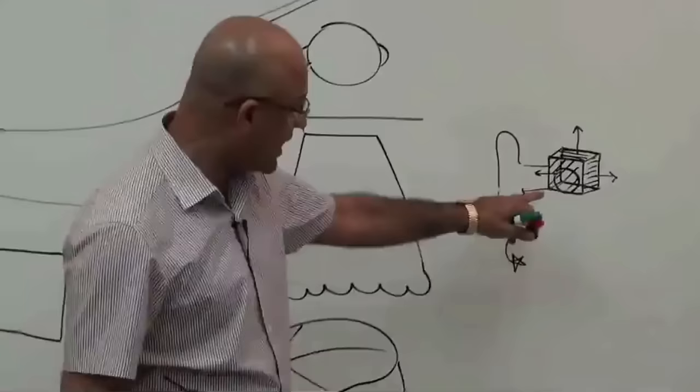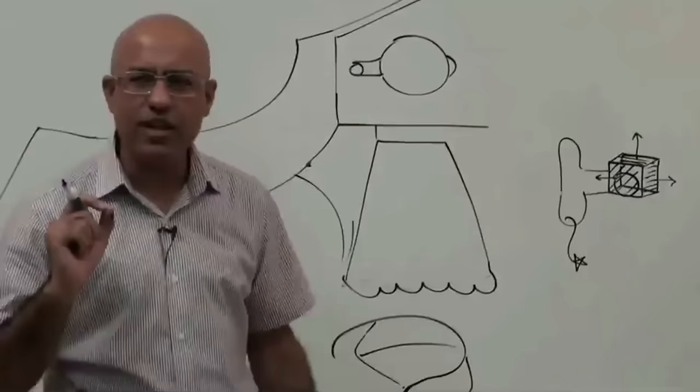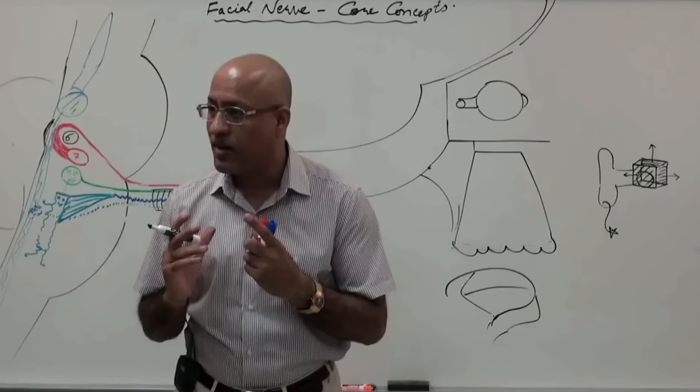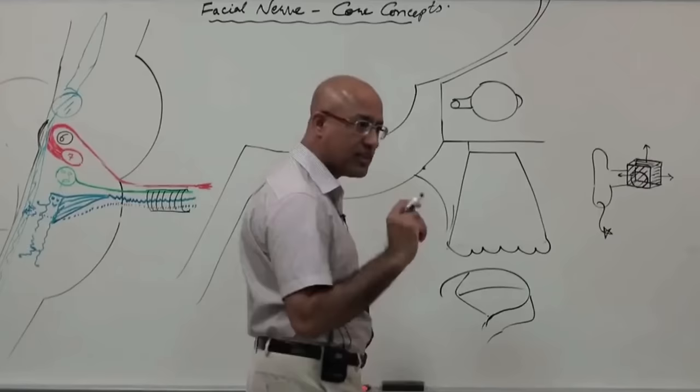Okay? Now, it's very important to understand the very intimate relationship of the facial nerve with the ear. Right? Because many clinical problems occur when the facial nerve is in intimate relationship with the ear, passing through that area. So let me show where the facial nerve is related.